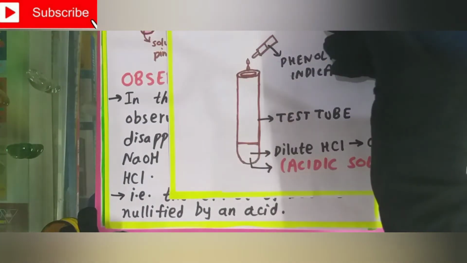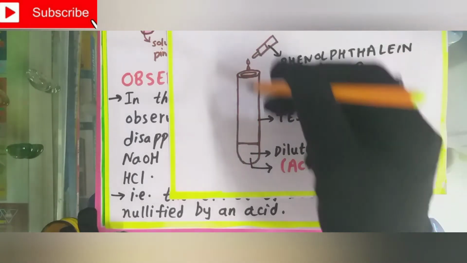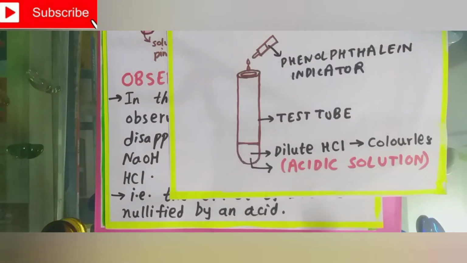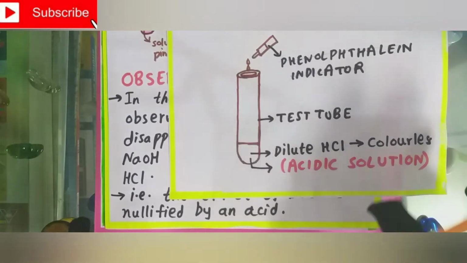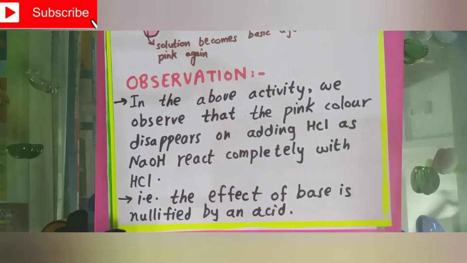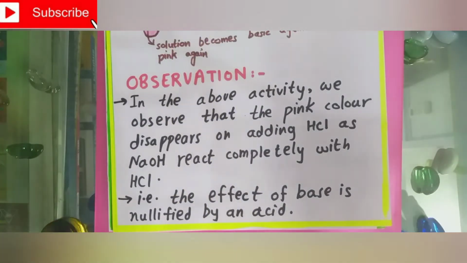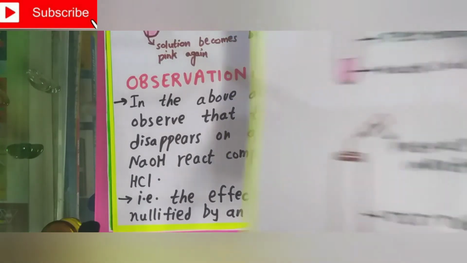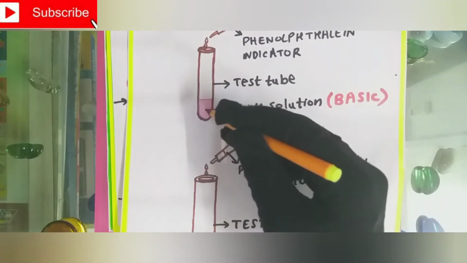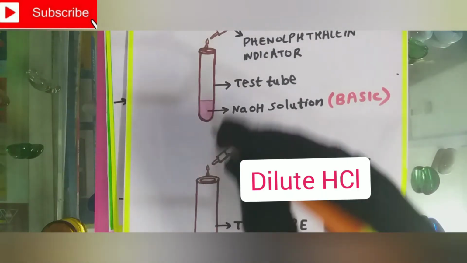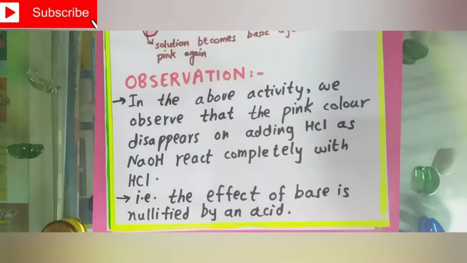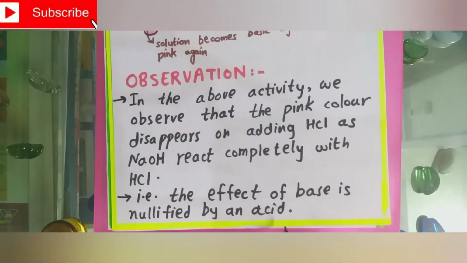Because already sodium hydroxide was there. Now when we add dilute HCl, we know dilute HCl is strong. So that dilute HCl will remove the sodium hydroxide solution. That is, it will neutralize the sodium hydroxide solution. That is, this is no longer a base. In the first instance, in the test tube we are having a base. Now when we add dilute HCl to the sodium hydroxide, it is no longer a base, but it is turning acidic. That is, the effect of the base is nullified by an acid.